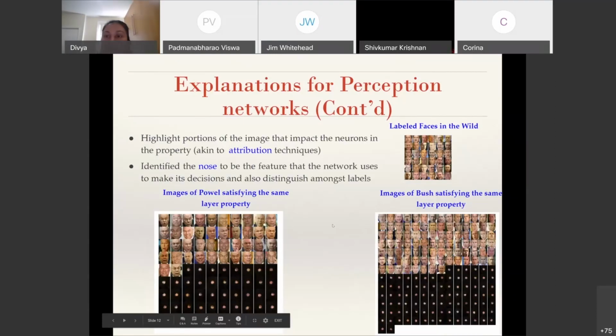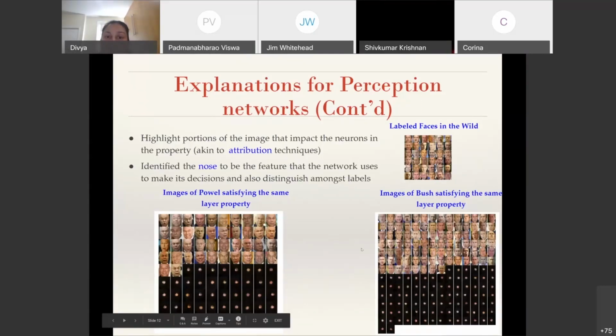We also performed a case study on a typical face recognition application on the data set called Labeled Faces in the Wild, which is again a benchmark data set for evaluating face recognition networks. We used a model which was trained using the faces of famous US presidents. Here, when we looked at images which were satisfying the same layer property, we found that the nose in all these images seems to have been the deciding factor in assigning these images as belonging to Powell. Similarly, we found that the nose seems to be the most important feature on Bush's face as well, which was determinant in classifying the image as being Bush.